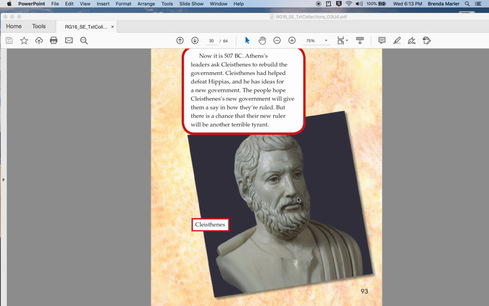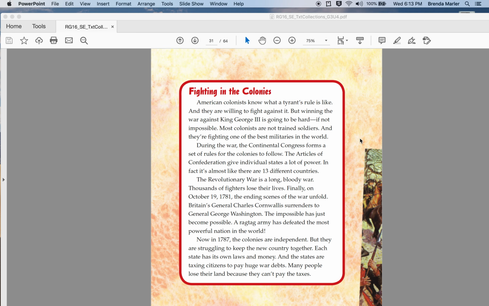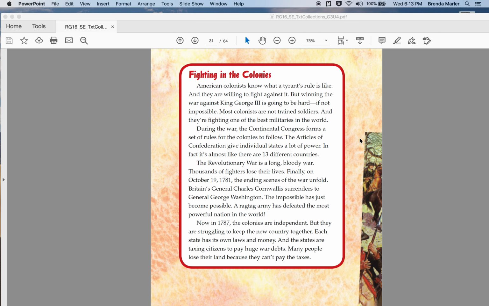And then we see a sculpture of Cleisthenes. I'm going to say that two times to try and get it in my brain. Cleisthenes, Cleisthenes, Cleisthenes. I said it three. Okay, moving along. Fighting in the colonies.